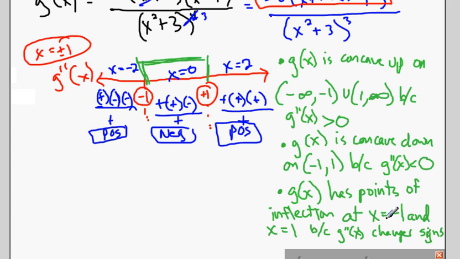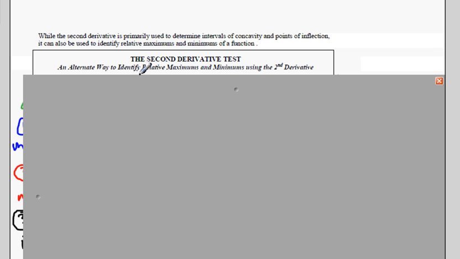And now I know g of x is going to have a point of inflection at both x equals negative 1 and x equals 1, because the second derivative changes sign at negative 1 from positive to negative, and at positive 1 from negative to positive.